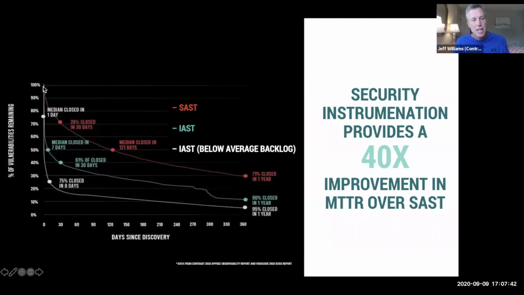So when we look at SAST, and this is results from a major vendor's annual report, they show that they fixed 29% in 30 days, 4 months to fix half the problems, and 71% by the end of the year, which I don't think is nearly good enough. That's a lot of window of exposure, if you will. So using IAST, we've seen on average, companies are closing 50% of the vulnerabilities in 7 days, and by a month, they've closed 61%, and you can get to 90% by the end of the year.